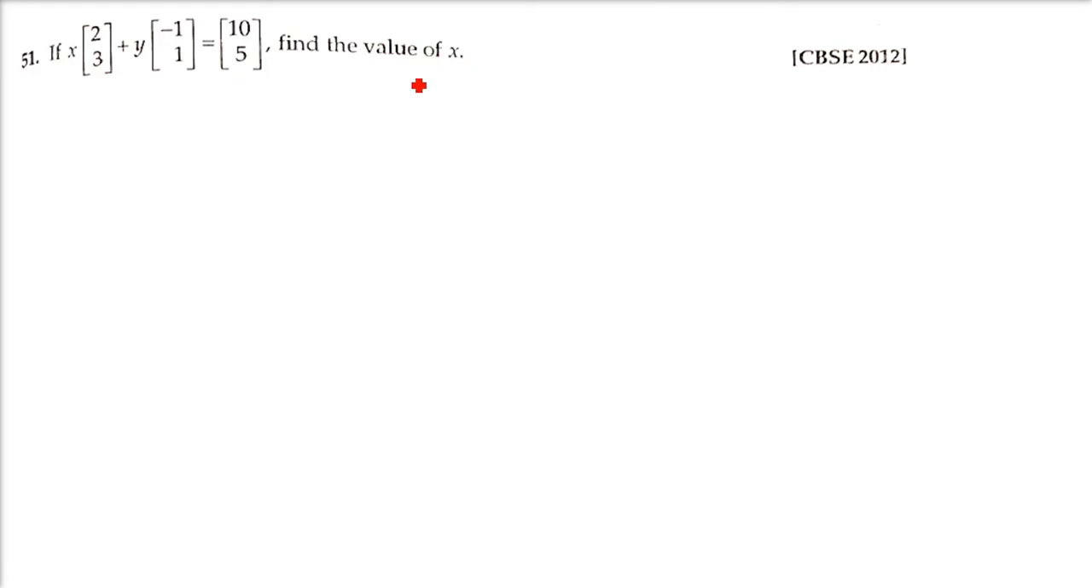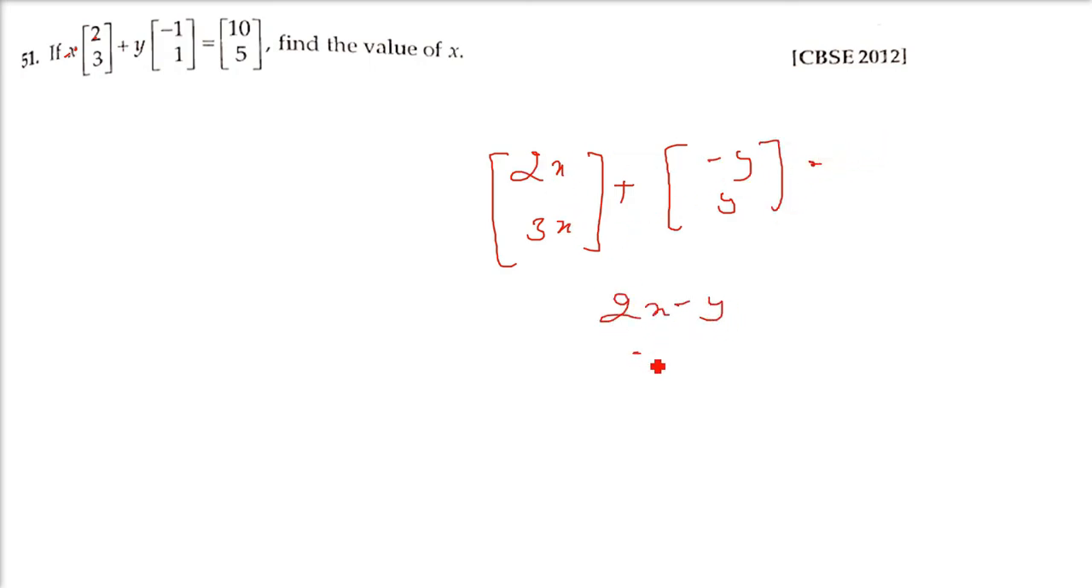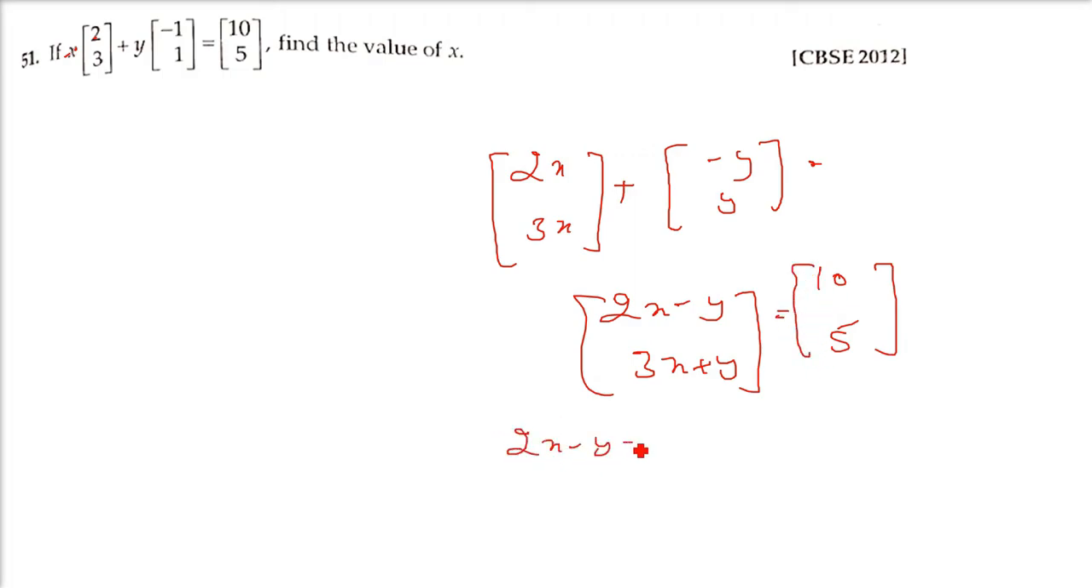Now find the value of x. So what do you get? 2x and 3x, multiplying x inside. Now multiplying y inside, negative y and y. This is 10 by 5. Let me add 2x minus y and 3x plus y, and this is equal to 10 by 5. So now just equate: 2x minus y equals 10 and 3x plus y equals 5.